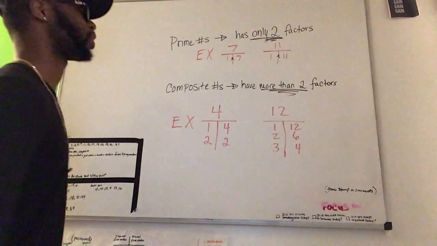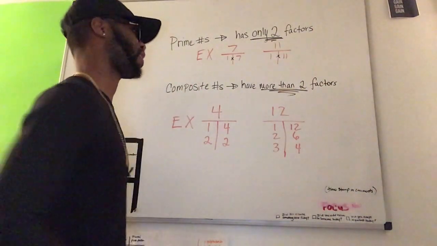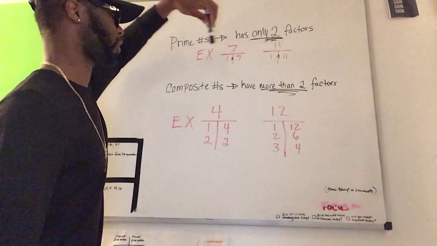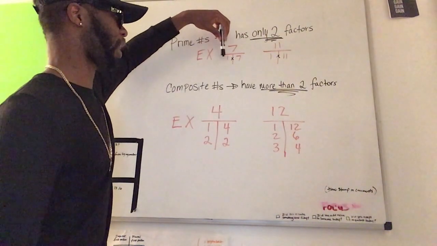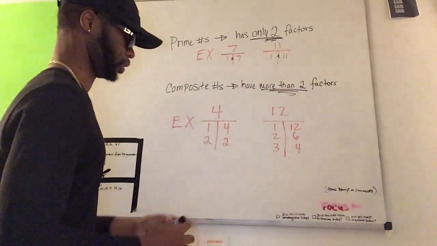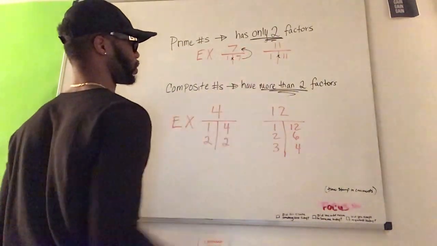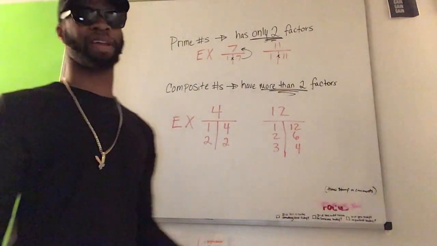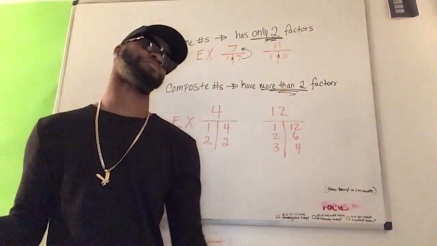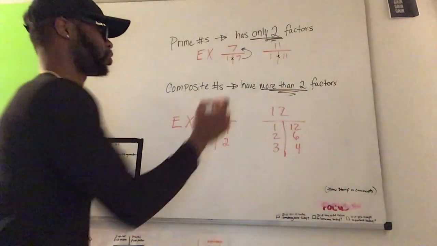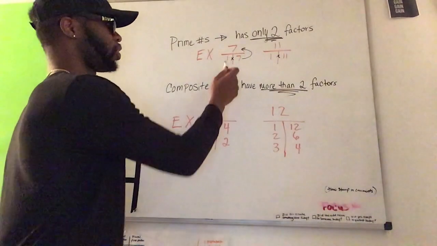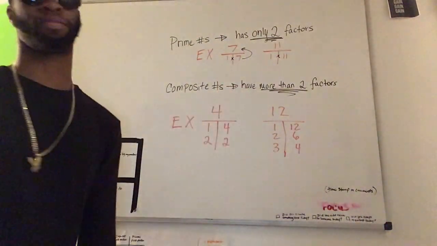For example, if it's a prime number, again, it has two factors. Take 7. You can multiply 1 times 7 to get 7, right? Can you multiply anything else to get 7? Nope, you can't. So those are the only two factors it has. And because it only has two factors, that makes it a prime number.